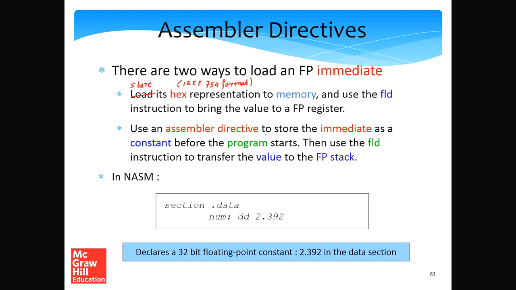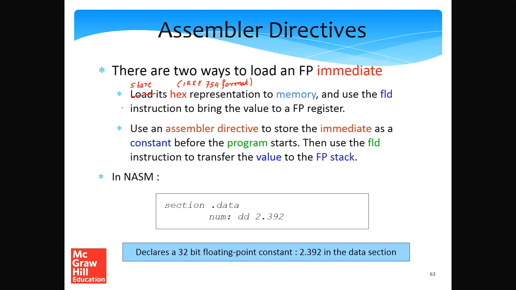Otherwise, we can use an assembler directive to store the immediate as a constant before the program starts. So what would the assembler do? The assembler will insert code to convert it into hex and store it in a certain area of memory. And then we can use the FLD instruction to transfer the value to the FP stack. So in a sense, both of these points are the same. Either the assembly programmer manually converts a floating point number to its hex representation, stores it to memory and then reads it to the floating point stack, or we let the assembler do exactly the same thing.